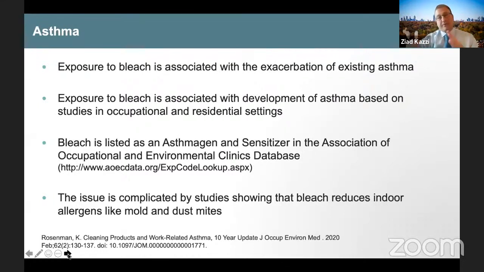Unfortunately, there's also counterscience that says that bleach helps you reduce indoor allergens like mold and dust mites, and those are known as well to be asthmagens. So again, this is the pro and con assessment, or the risk-benefit assessment, that you need to consider if you have to use sodium hypochlorite as opposed to the safer disinfectants that are currently available in our everyday life. Next.